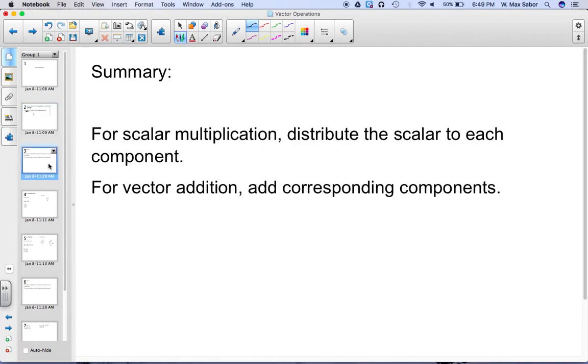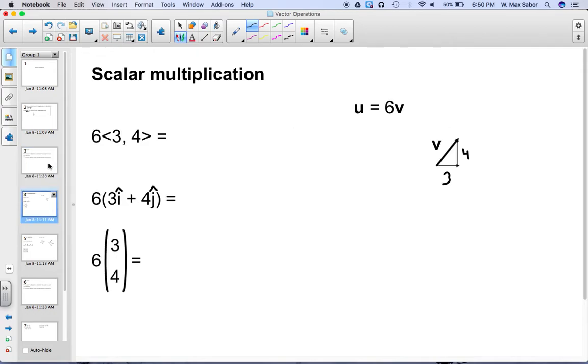Summary. For scalar multiplication, we're going to distribute the scalar, the number, to each component, each part of the vector. And for vector addition, we're going to add corresponding components. So let's look at what this looks like. Scalar multiplication. These are 4 scalar multiplication problems. They're all technically the same scalar multiplication problem, but I'm showing you all the different notations that you could see.